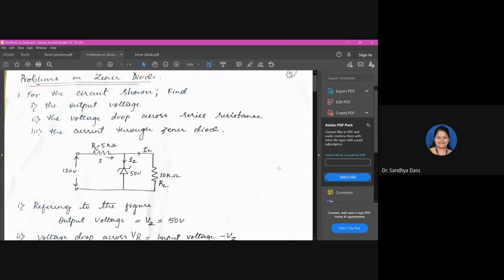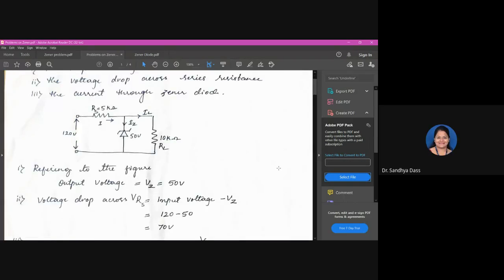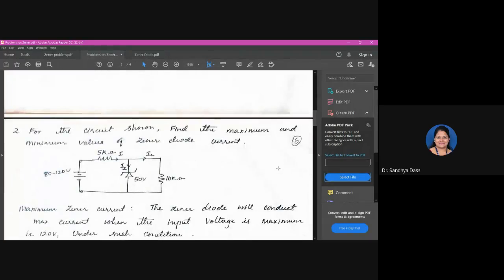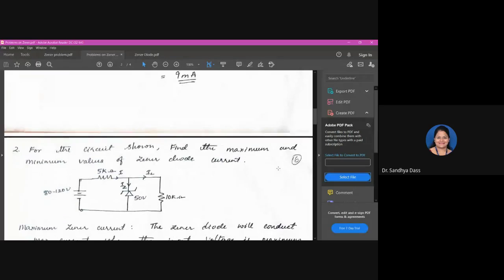Now observe here, I think this question we have already solved. Please go through the question. For the circuit shown, find the output voltage, drop across series resistance and the current through the Zener diode. Already solved, we have already solved this. Okay, we'll go to the next example.